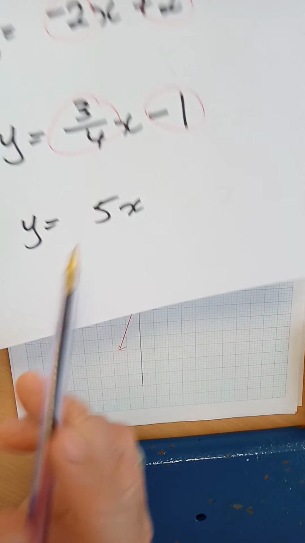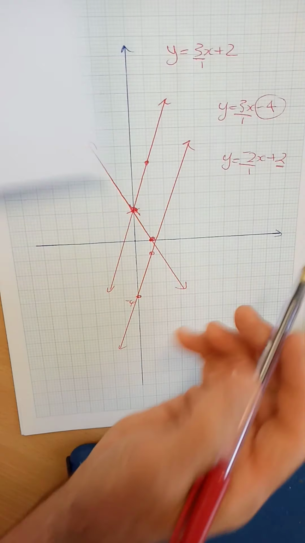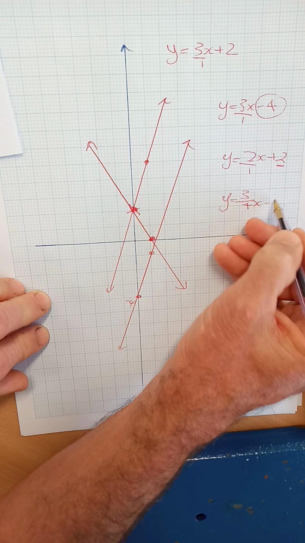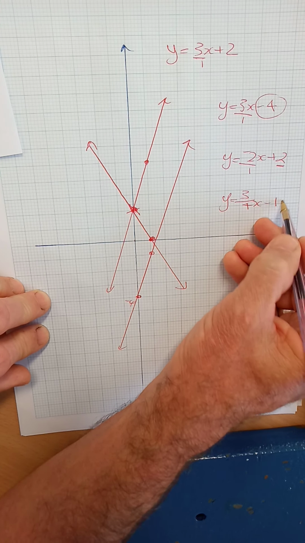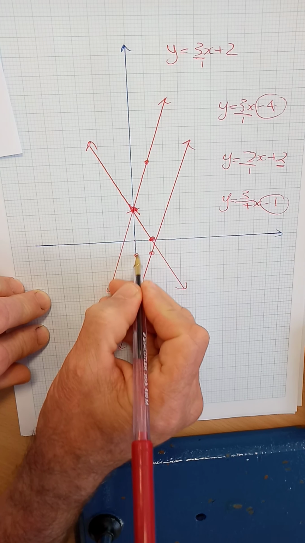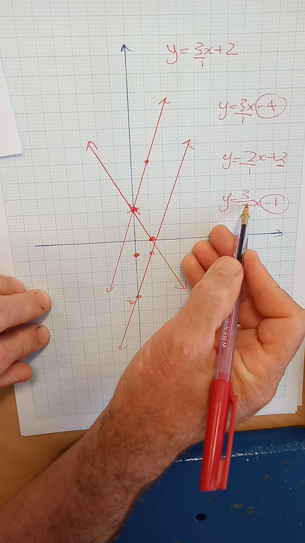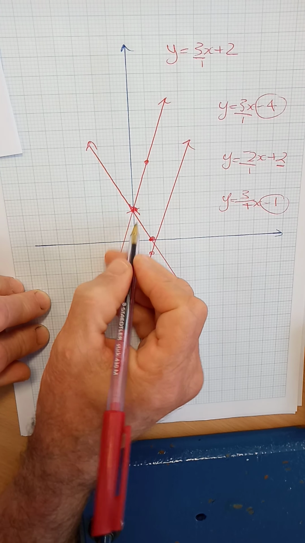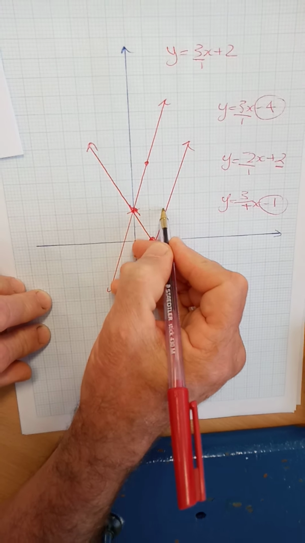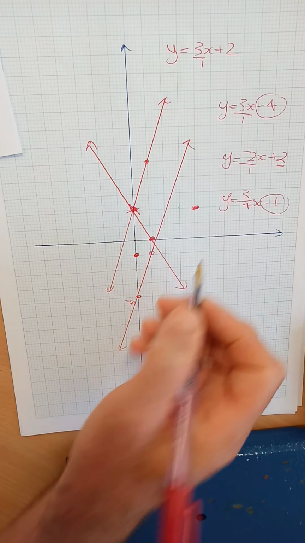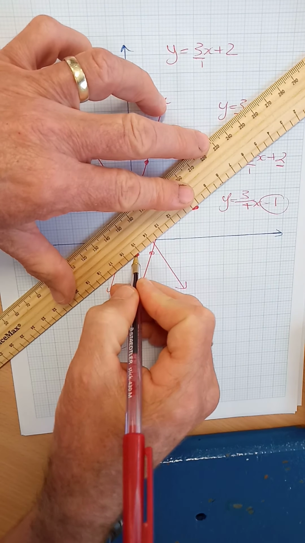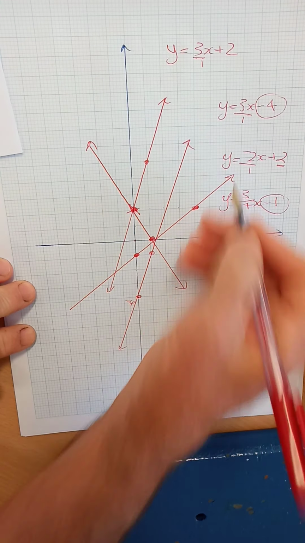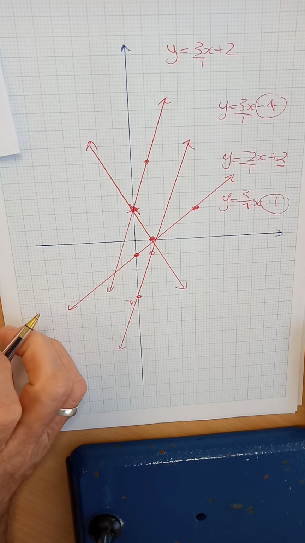The next one, y equals 3/4 x minus 1. So the y-intercept is minus 1, which is here. The gradient this time is 3 on 4. So that means from that point we go up 3 and across 4. There's my second point. Draw the graph. It's getting a bit messy here with all these graphs, but it's easier just doing it on one page.